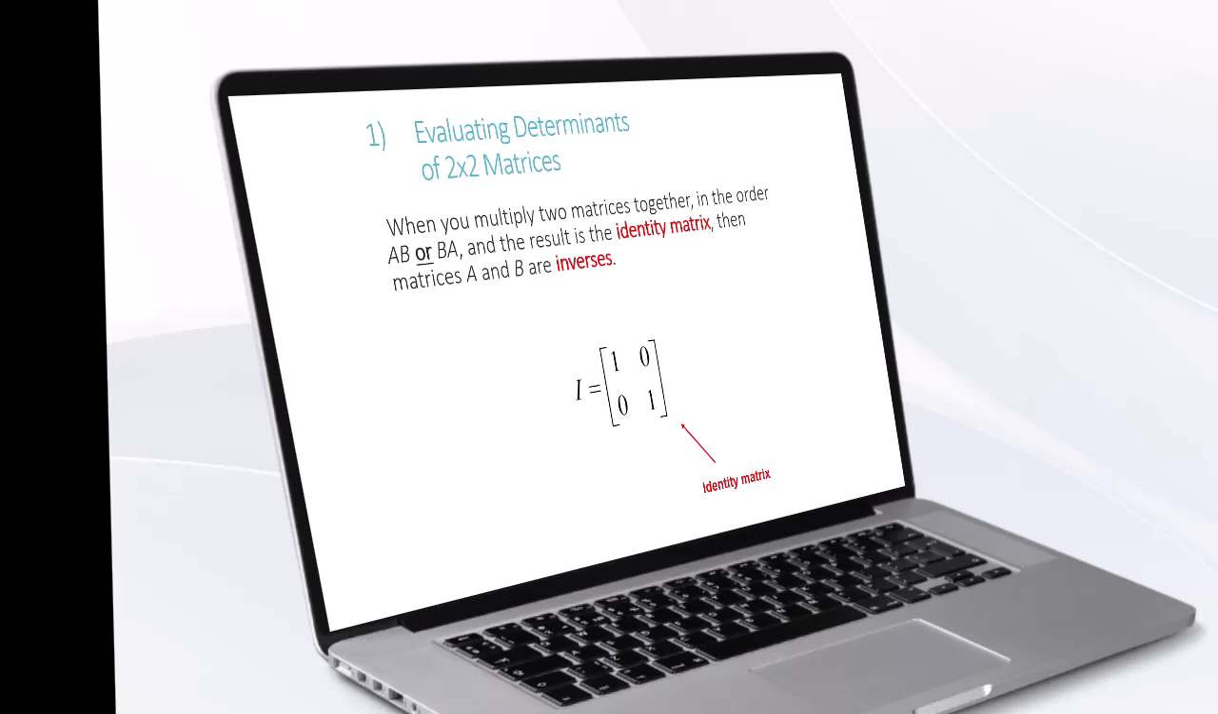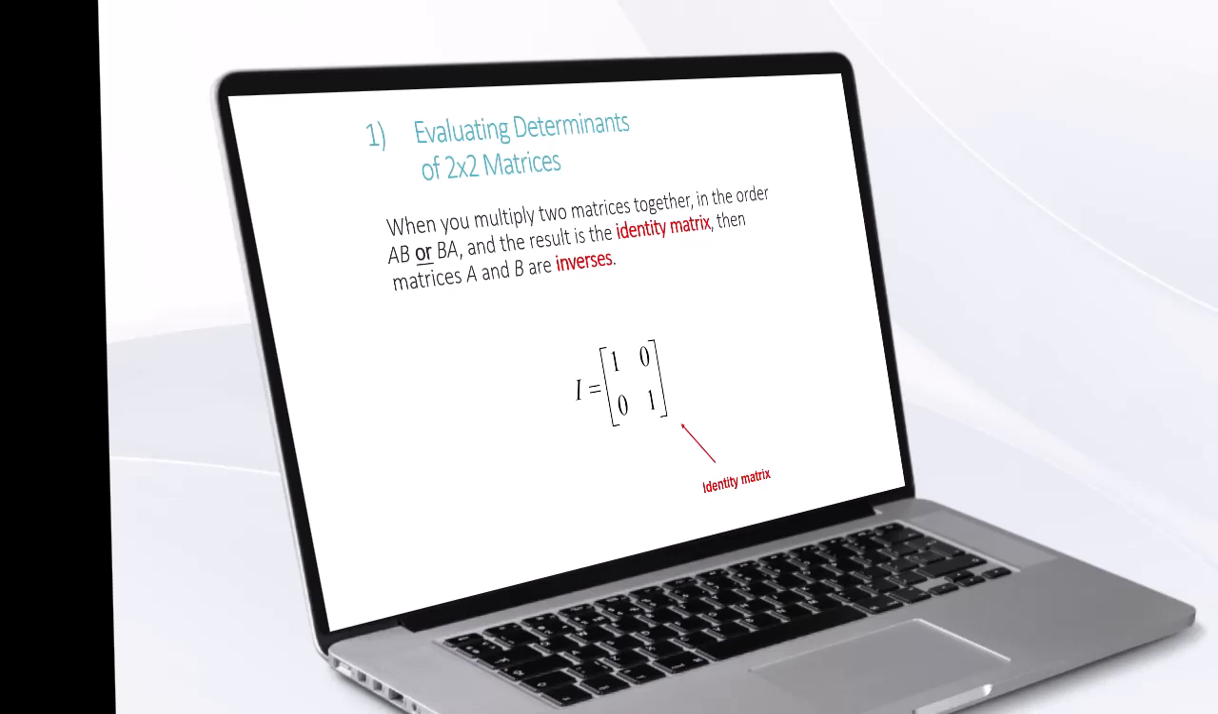Now, when you multiply two matrices together in the order AB or BA, where A and B are the given matrices, and the result is the identity matrix. The identity matrix is the one that is shown here: 1, 0, 0, 1. That is referred to as the identity matrix, and we denote it by the letter I. Then the matrices A and B are inverses of each other.